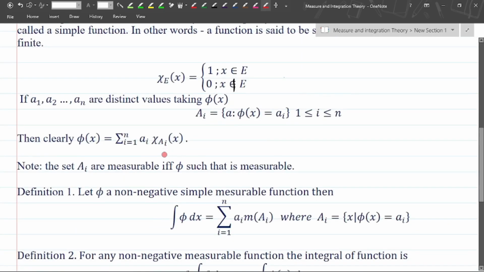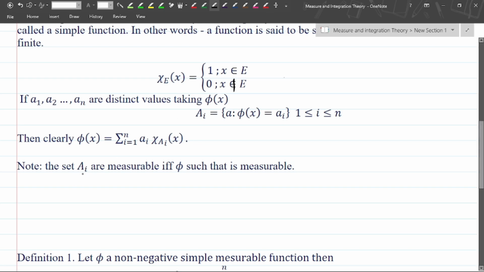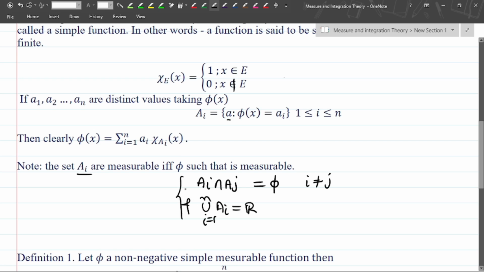Now the sets A_i are measurable if and only if phi is measurable. Let me explain this result. It says the A_i are measurable if the function is measurable. A_i are the sets on which the function takes the range values. So the A_i are measurable, then the function is measurable, where A_i intersection A_j is empty for i not equal to j, and the union over i from 1 to n of all A_i is the real numbers. These are the properties of the sets A_i.